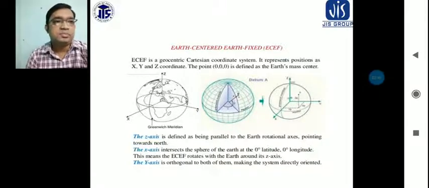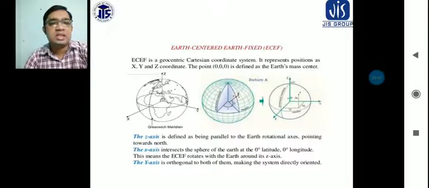And in this system, the z-axis is defined as being parallel to the earth's rotation axis, pointing towards the north. Basically this will be movement towards the north, and sometimes we also have to consider movement from east to west. For example, the axis is defined as being parallel to the earth's rotational axis, pointing towards the north.